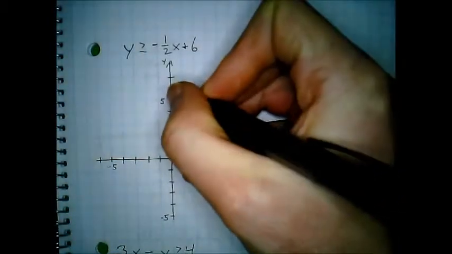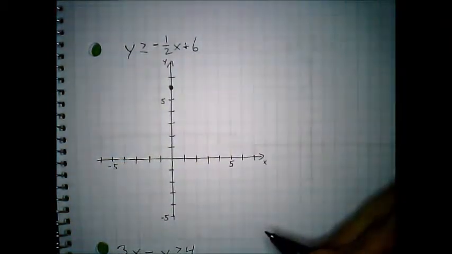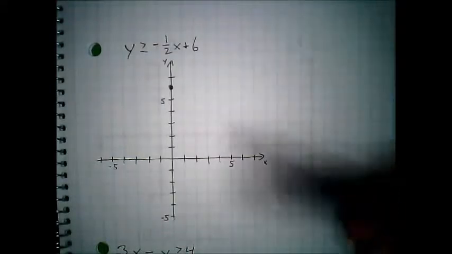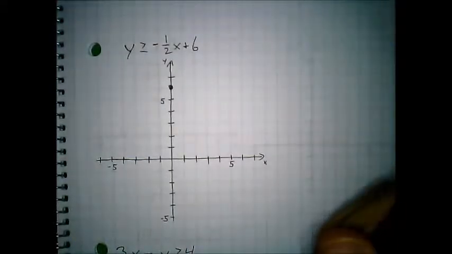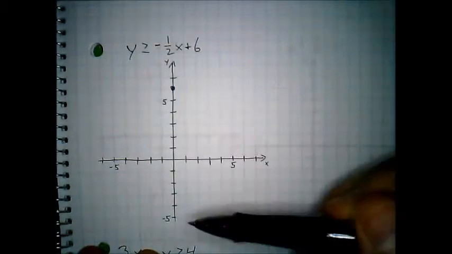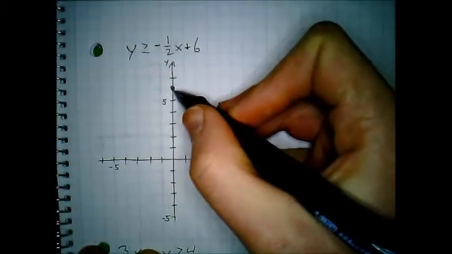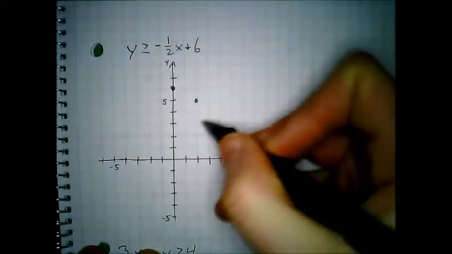But our y-intercept is 6. So we start at 6. Our slope is negative 1/2. Then we have to remember, what does negative 1/2 mean as a slope? Well, the negative means we go down. We go down 1 and over 2. And whenever we're graphing, we always go to the right. Down 1 over 2. Down 1 over 2.